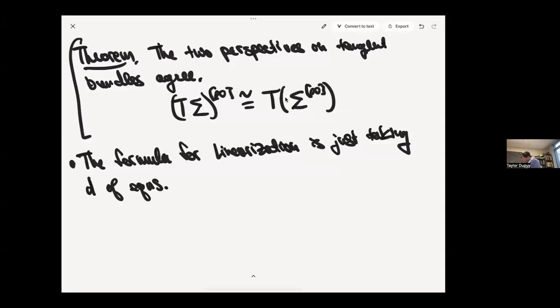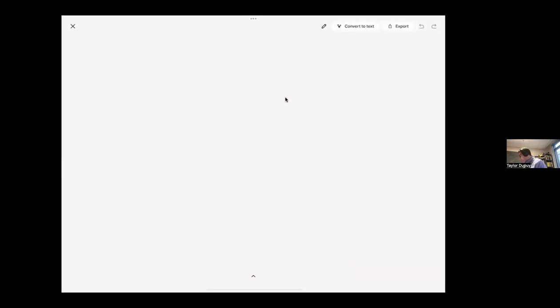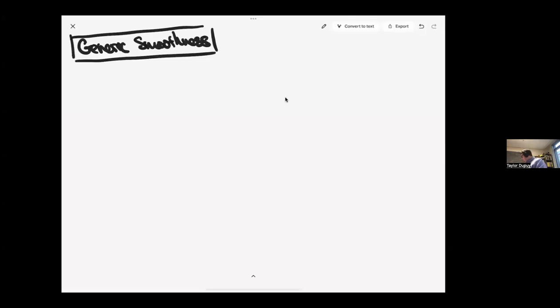Okay. So now from here, what I want to do is talk about how we can prove the Jacobi bound conjecture, using the linear case and using linearizations for systems with nice linearizations. To do this, I want to talk about generic smoothness.